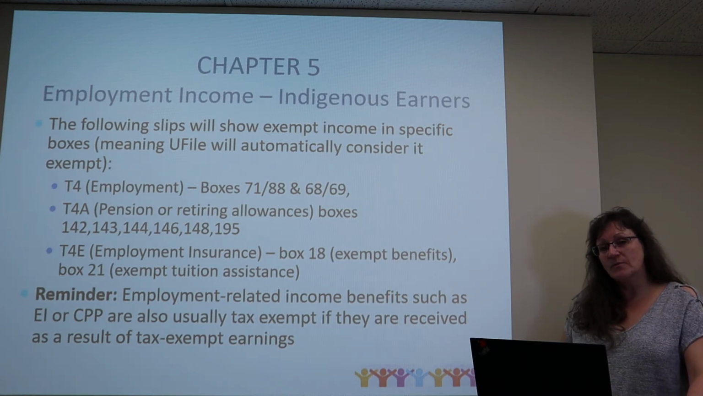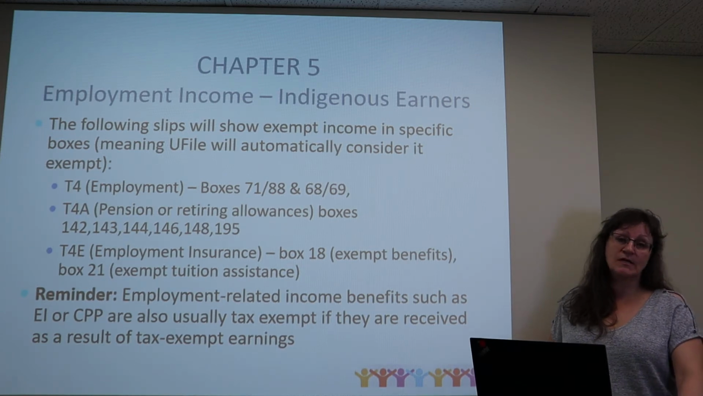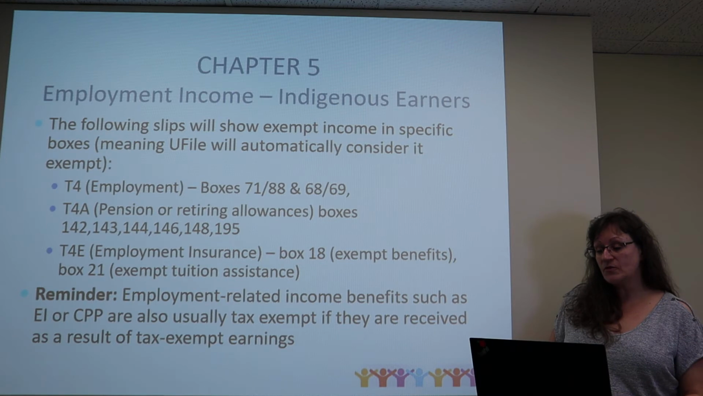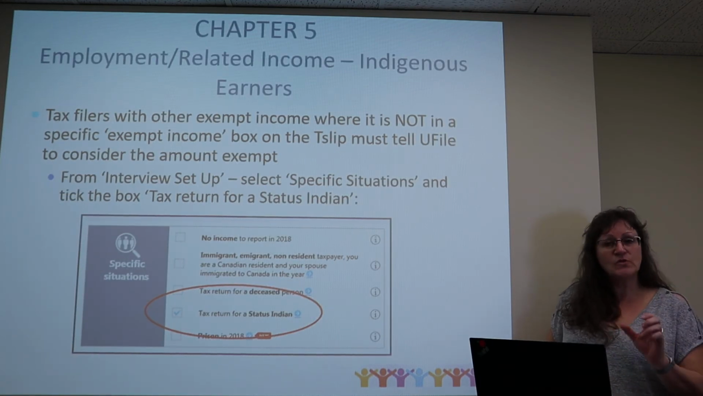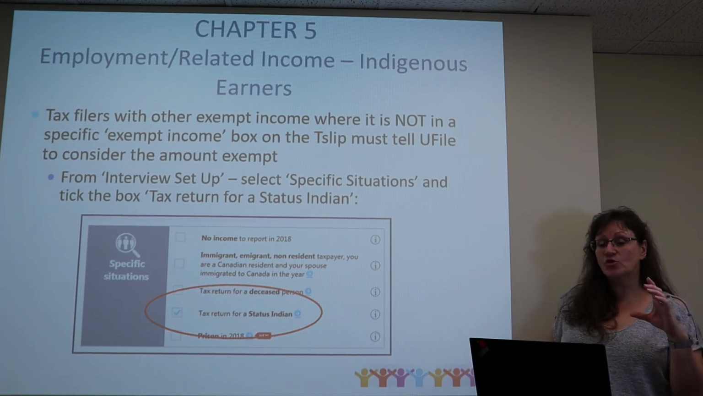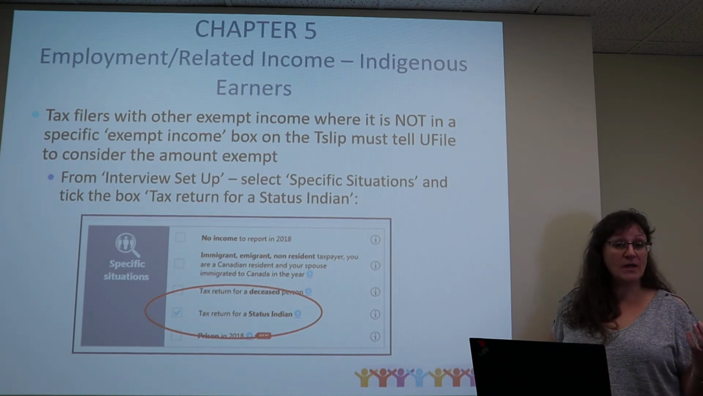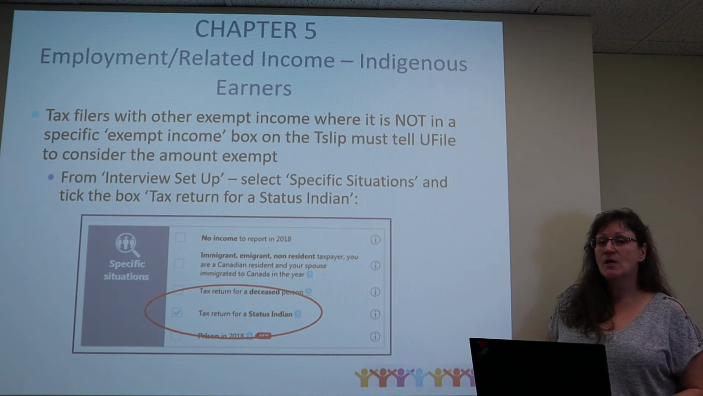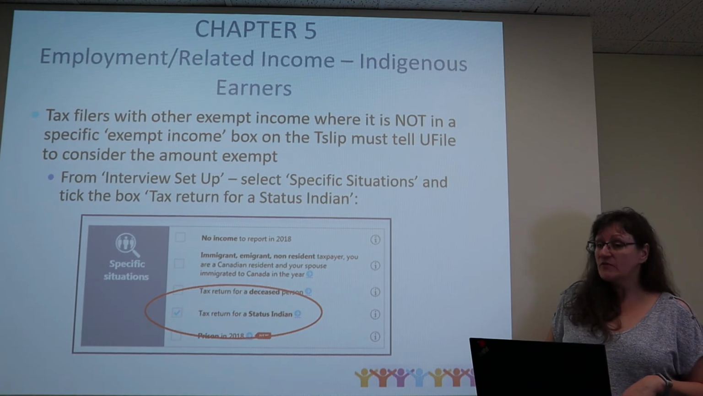However, when it comes to CPP, there isn't a box on the T4AP, which is the CPP slip, that shows exempt earnings. So we will need to tell the software that we're dealing with an exempt income situation, and we do this in the interview setup for the tax filer. In the top box, it asks what specific situations we might need to identify for the software. We've already dealt with the no income situation when we were dealing with low income or zero income filers and federal credit only returns. We'll talk about the specific situation related to immigrants or emigrants when we do the newcomers chapter in a couple of weeks.